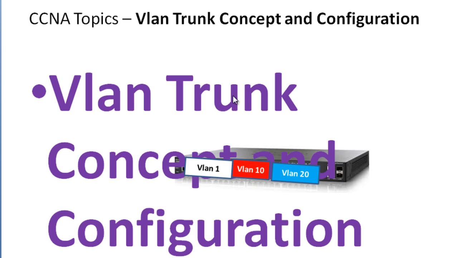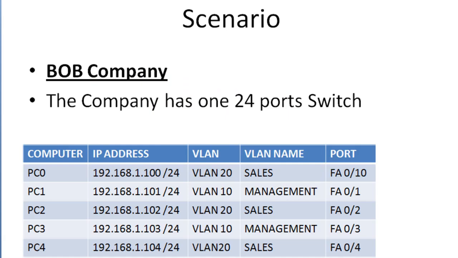In order to start, we're gonna do a real life scenario. We're gonna be working with Bob Company. Imagine we have a company named Bob Company, and this company has a 24 port switch. We're gonna be using Cisco Packet Tracer in order to set up this company network. So let's go to Cisco Packet Tracer right now. I'm going to show you.